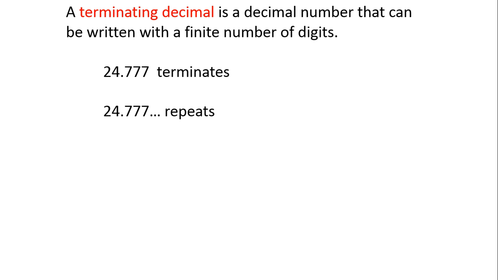On the other hand, if we see 3 dots behind that number, we know that those 3 dots mean that we have something that goes on infinitely. So the 3 dots in this case, the ellipses, are telling us that those 7s will go on forever and ever and repeat that pattern. So this would be a repeating decimal.